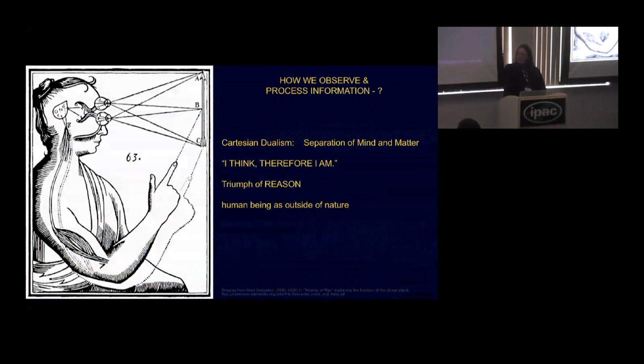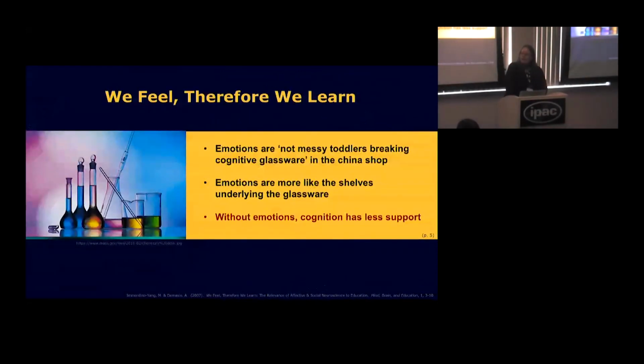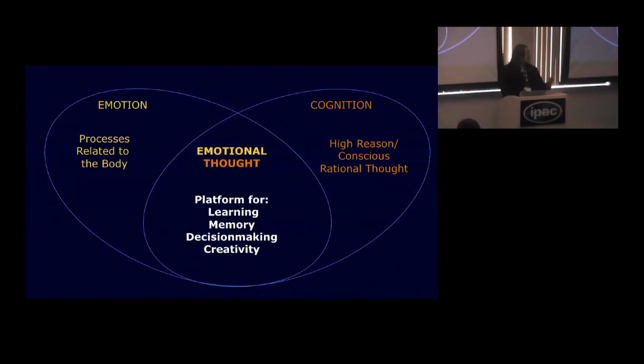Sometimes we can get really hemmed in by the scientific method and observation and objectivity. But a lot of recent neuroscience findings really talk about the fact that we feel, therefore we learn. So when we feel something, we're actually processing it much more extensively in our brains. Without emotion, all of the facts and information has less support. And basically, a lot of the recent neuroscience findings are looking at what's emotional thought.